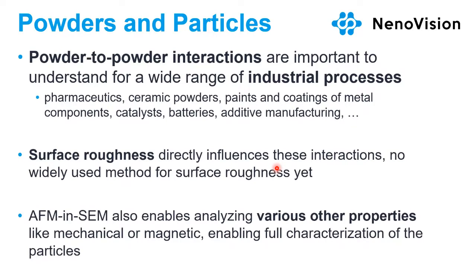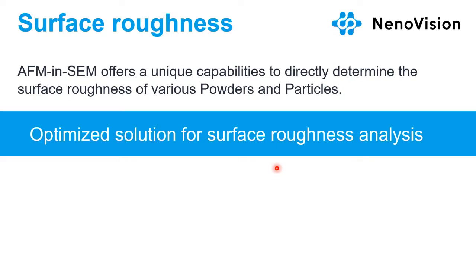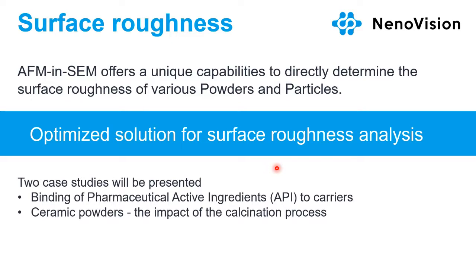So today we're going to focus on surface roughness of particles, but other properties such as magnetic or electrical properties can be analyzed as well. I'd like to show you an AFM-in-SEM, which offers unique capabilities to directly determine the surface roughness. We optimized the solution, we updated software functionalities, and I'd like to show it to you on two case studies. One is from pharmaceutical industry, and one is from ceramics engineering.